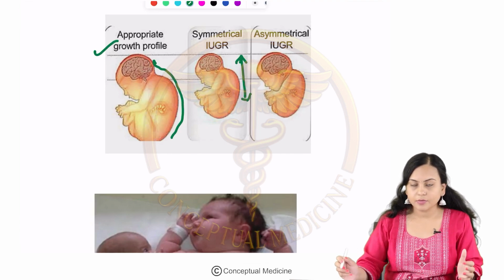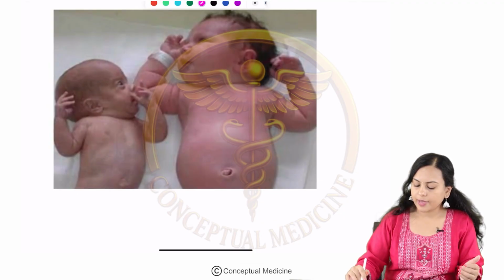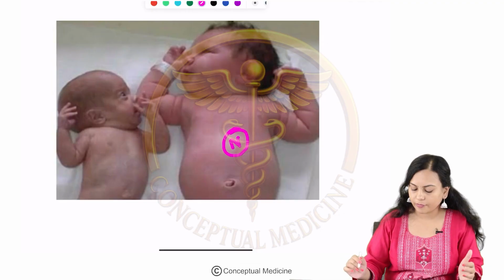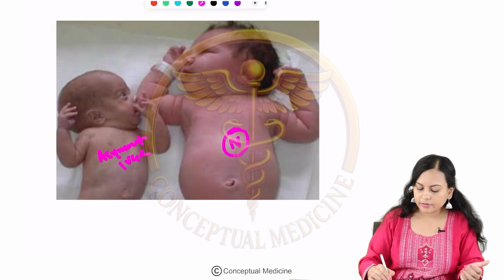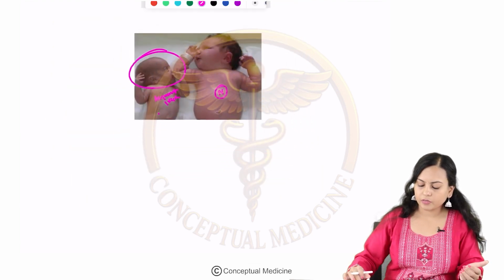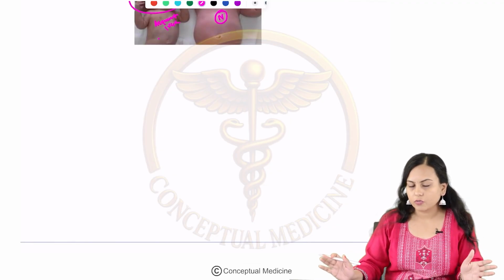Whereas in asymmetrical IUGR, the growth of the head is somewhat normal, whereas the body has growth restriction. Clear? So, this is another picture where you are able to see a normal baby. This is a normal baby with appropriate growth profile, and this is a baby with asymmetrical IUGR. If you see this, you will be able to see the head is somewhat larger when compared to the body. So, this is the difference between symmetrical and asymmetrical IUGR. Hope there is no confusion at all.